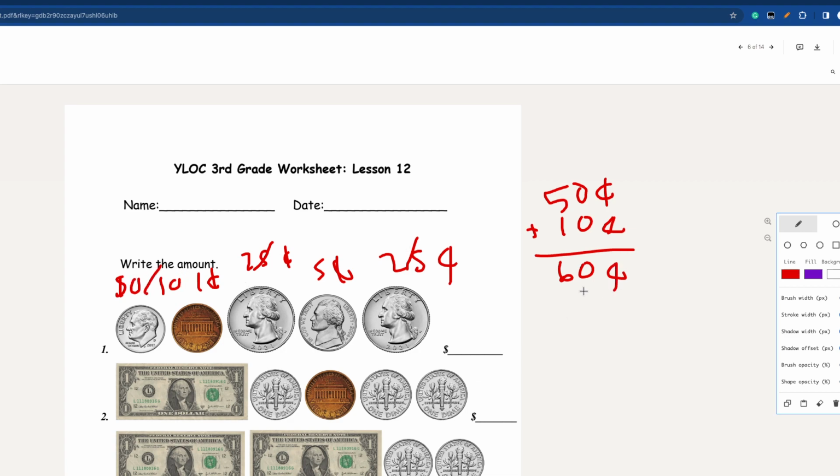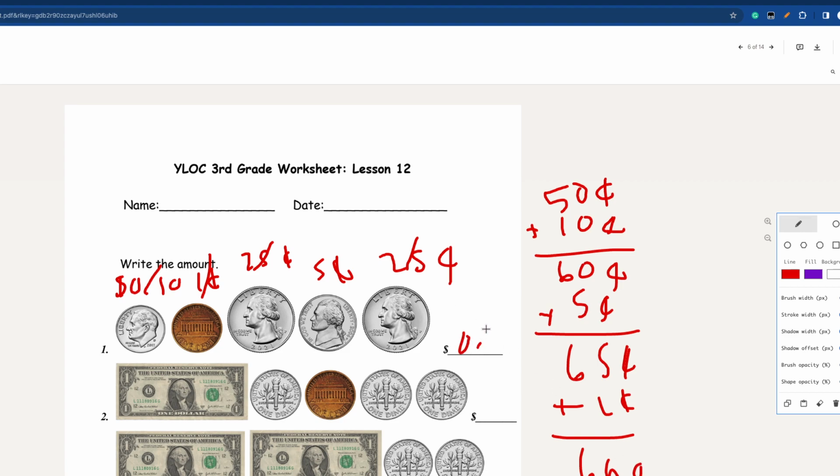Then add 5 cents, so that equals 65 cents. And then add 1 penny, which equals 66 cents. Or if you write it down, it's $0.66. So that's going to be the answer for number one.